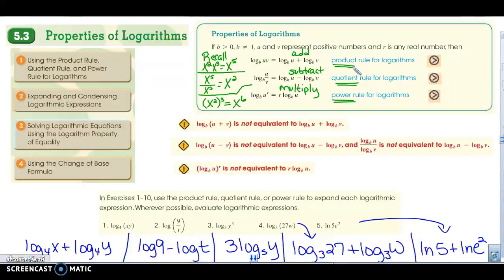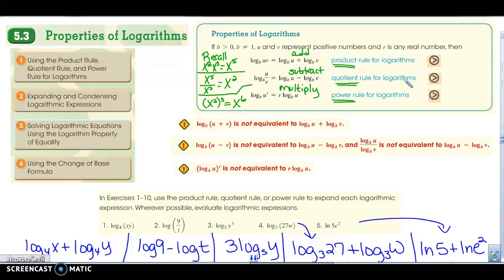So the first one is referred to as the product rule for logarithms. We have log base b of a product uv is equivalent to log base b of u plus log base b of v. Notice they took a product and wrote it as a sum, an addition. Remember the exponent rule that says when you're multiplying bases, you add the exponents. Use that to help you remember that this multiplication will become an addition.